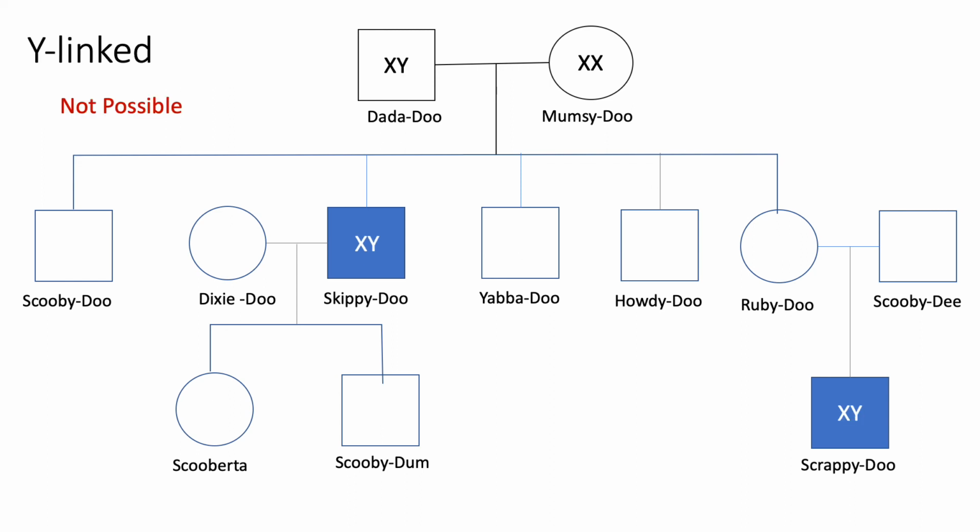Lastly, we'll be looking at Y-linked inheritance. This is a sex-linked trait found on the Y chromosome, so it only affects males, and this is not possible because Skippy-Doo is affected. Only him out of his generation is affected, and his father does not have this gene, so this is not possible.